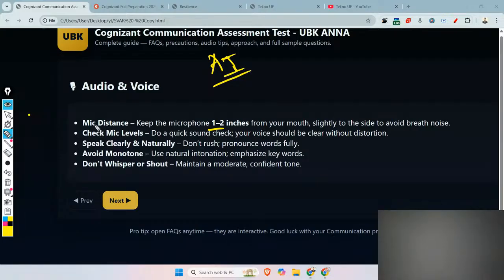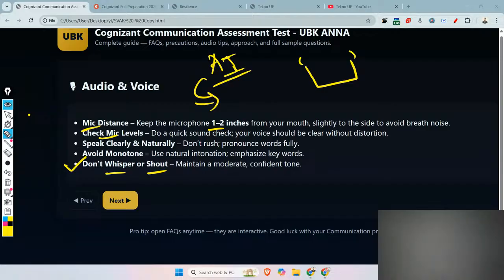I hope you understood. Now the next thing is, the mic level should be good, and also don't whisper. Let's say they have told you to repeat something and you are repeating the sentence by whispering, then AI will not capture it properly or may guess other words you are saying. And don't shout, otherwise it will also have a bad impact.